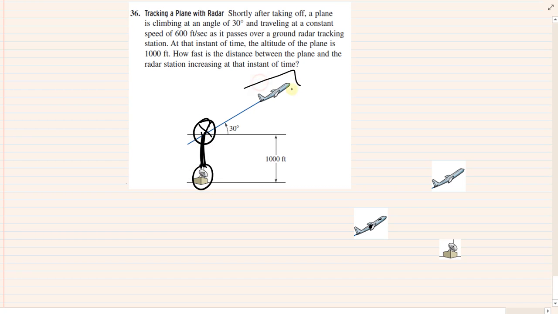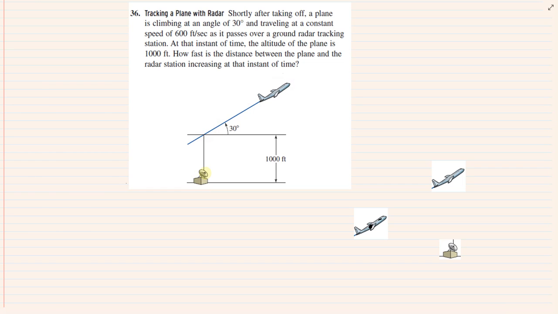So don't be misled by this picture. It's sometime later. We don't even have that for the moment. We want to know where things are happening directly above the radar. Notice we don't have a triangle at this point, so we need to create a relevant triangle in just a moment. At an instant of time, the altitude of the plane is 1,000 feet. How fast is the distance between the plane and the radar station increasing at that instant of time? Right? When the plane is at this point.